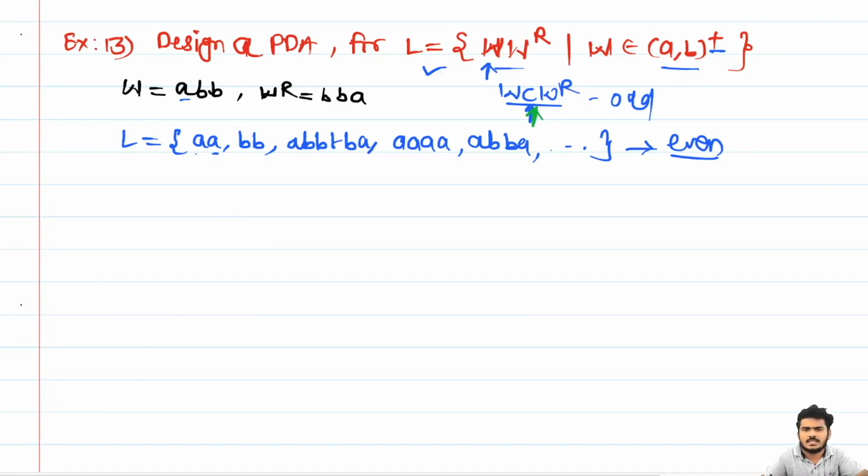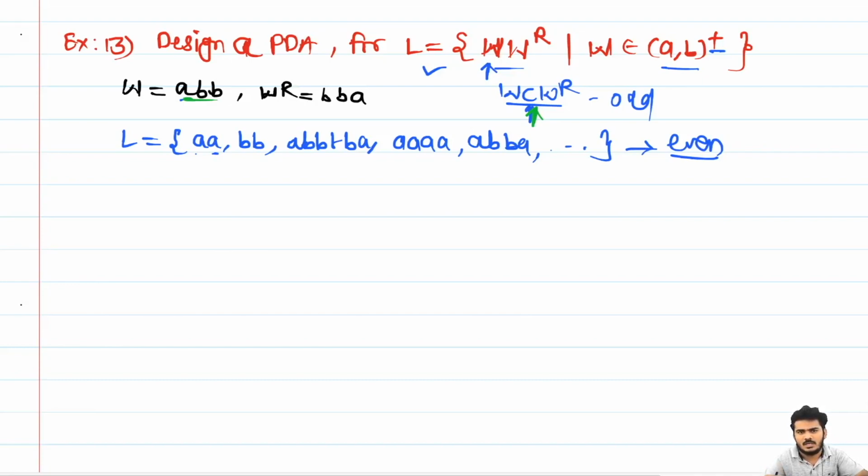So in this example we have to assume that. Whenever we have to assume that, we have to assume two solutions. The first solution is that the center has come, meaning W is over, and the other way is that W is not over yet. So we have two solutions, we have to assume two paths.